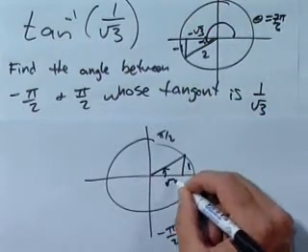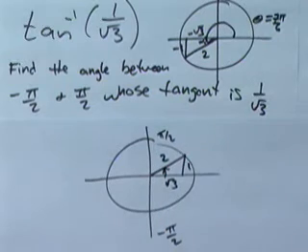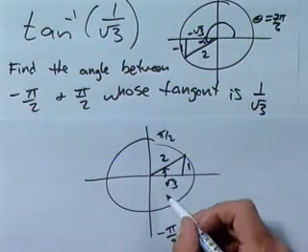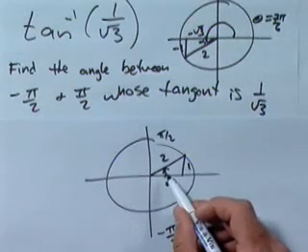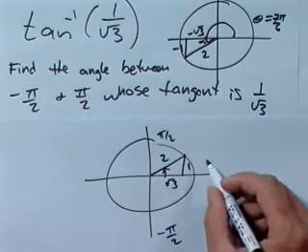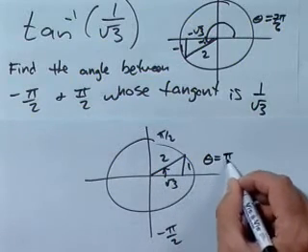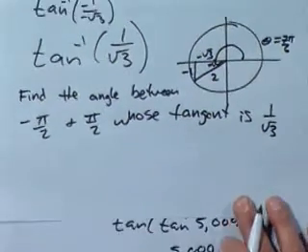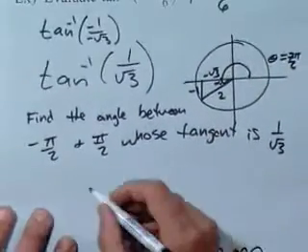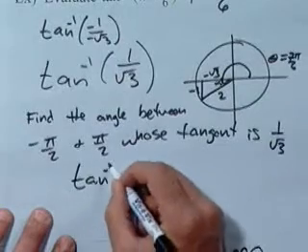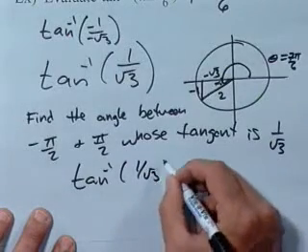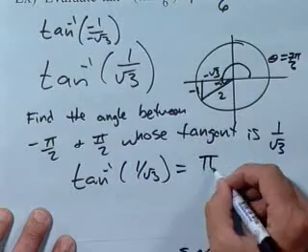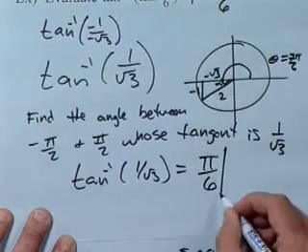Again, I know my special right triangle and this angle must be pi 6. Okay? Therefore, arctangent of 1 over root 3 is equal to pi 6.